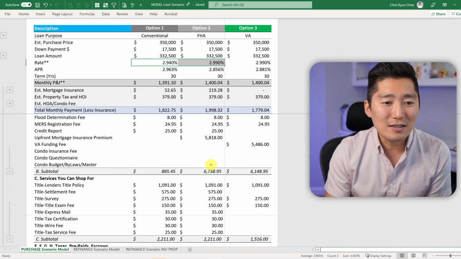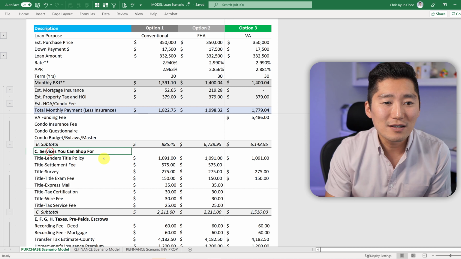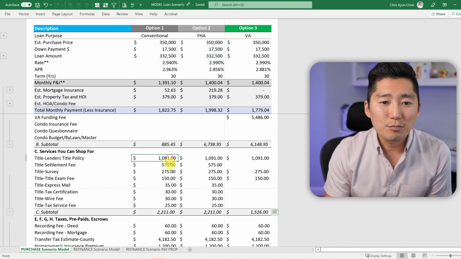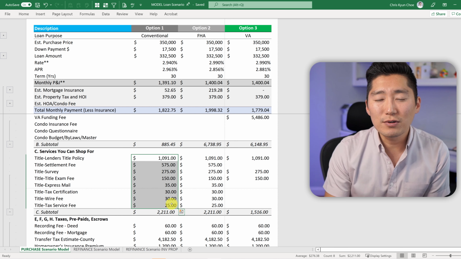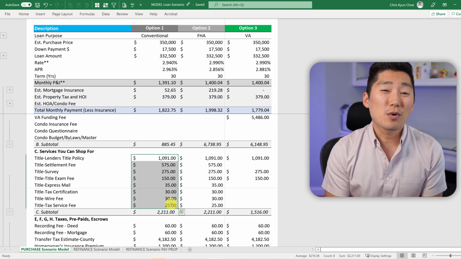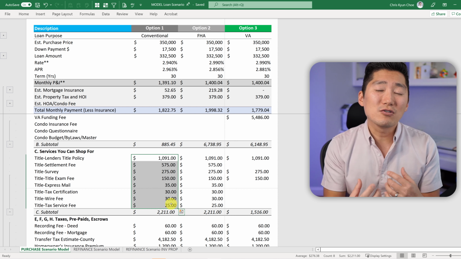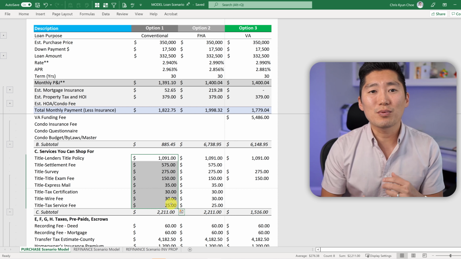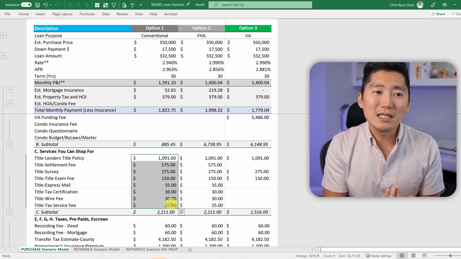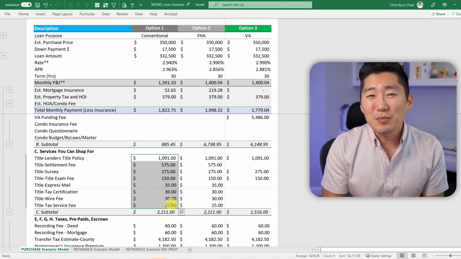So if we go into the next section, section C, this is a section that you can shop for. Most of the time, if you're going into a purchase, the seller or listing agent is going to provide, as part of their contract, especially these days, that they get to choose who the title company is, because they want a title company that they feel comfortable with.